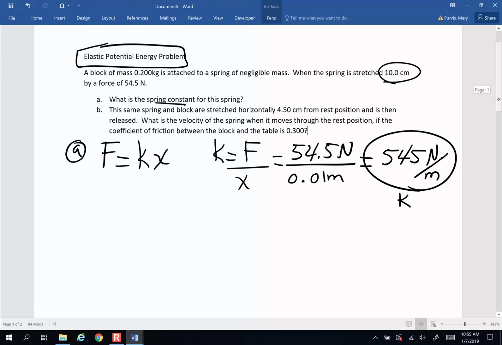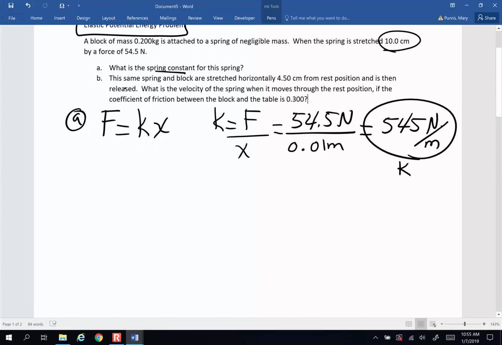Second part of the problem says that the spring and block are stretched horizontally 4.5 centimeters from rest and then released. When it moves back through its rest position, and there is friction between the block and the table of 0.300, I want to know its speed. So let's draw a little picture of what's going on. My block is sitting on a table, and there's my little spring.